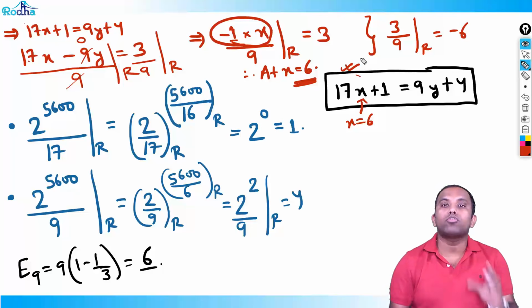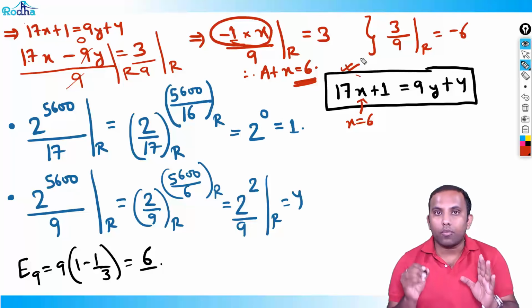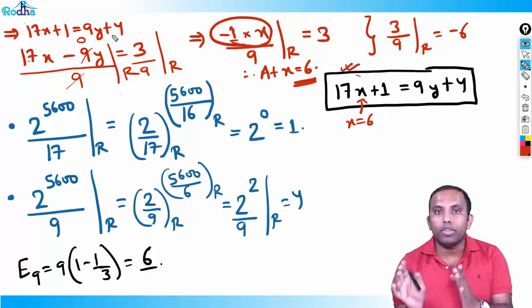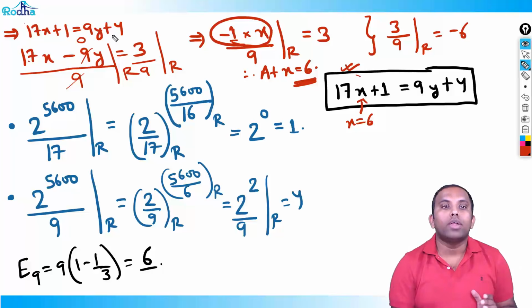So this is a very good way to solve this kind of expression. Just listen once again. 17x plus 1 is equal to 9y plus 4. First step: take both the variables to the left-hand side. You write 17x minus 9y is equal to 3.